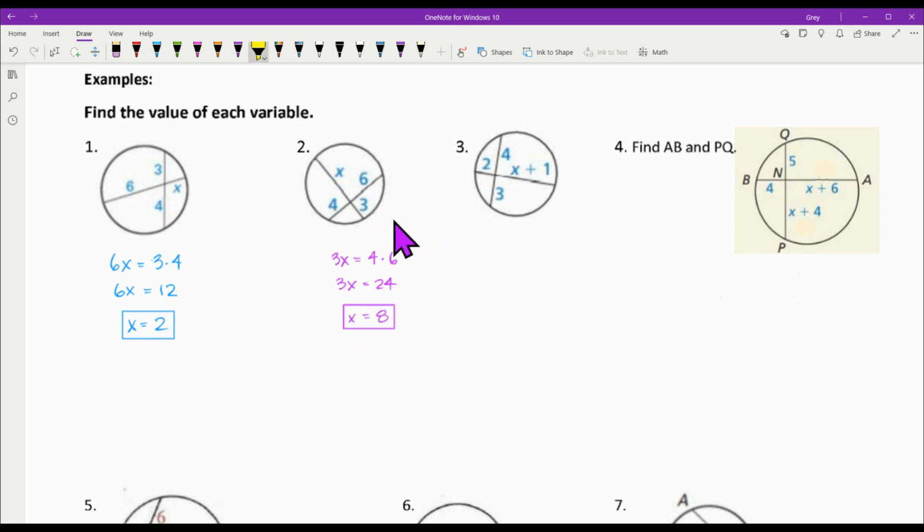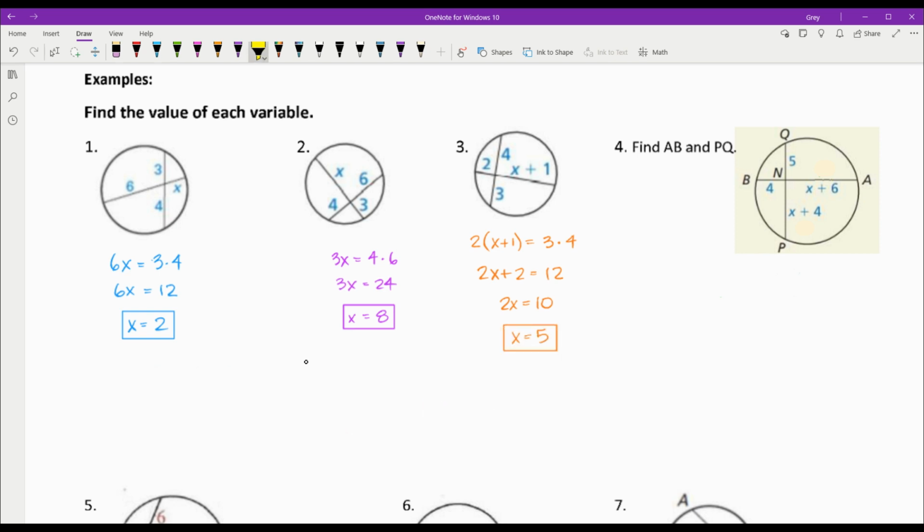Number 3, a little more challenging. So this time, one part is 2 and the other part is x plus 1, and that equals 3 times 4. So you're going to distribute: 2x plus 2 equals 12. And then we're going to subtract 2, 2x equals 10, and divide by 2, x equals 5.